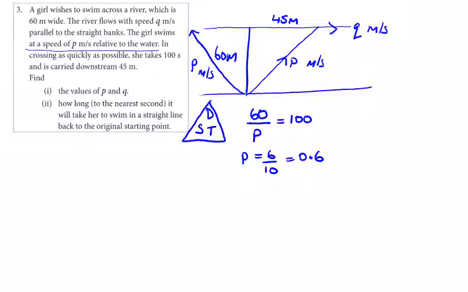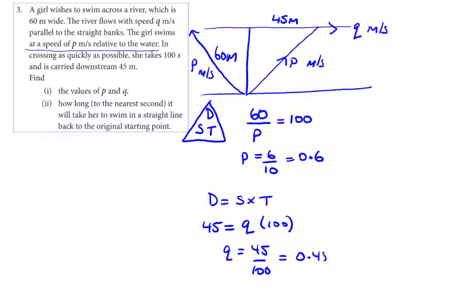She takes 100 seconds and she's carried 45 meters downstream. So that would be my distance, my speed, and my time. I'm looking for the speed. So what do I have here? I have the distance. She's carried 45 meters. We don't know what Q is, but it takes 100 seconds to get there. So Q is 45/100, which is 0.45.